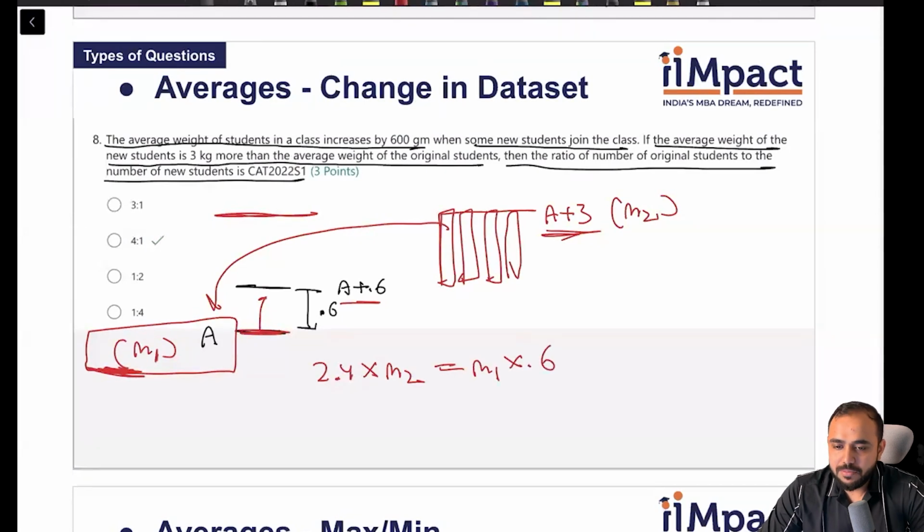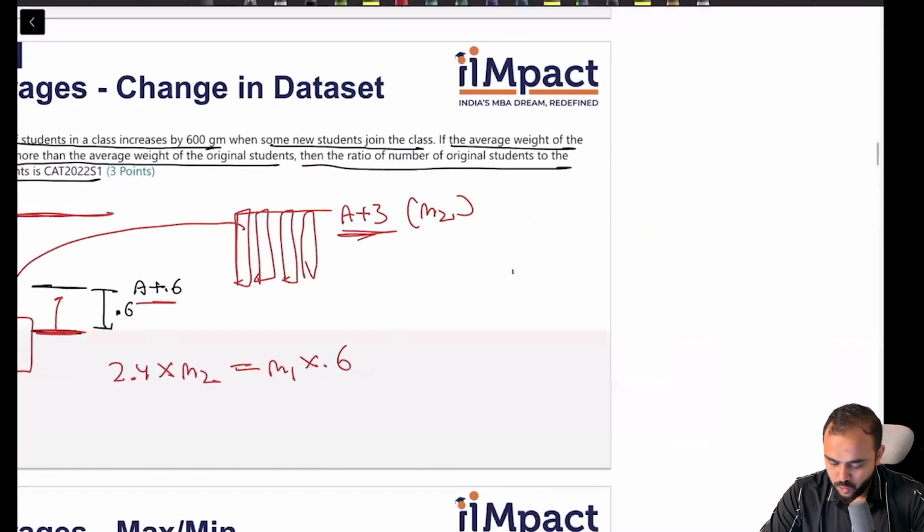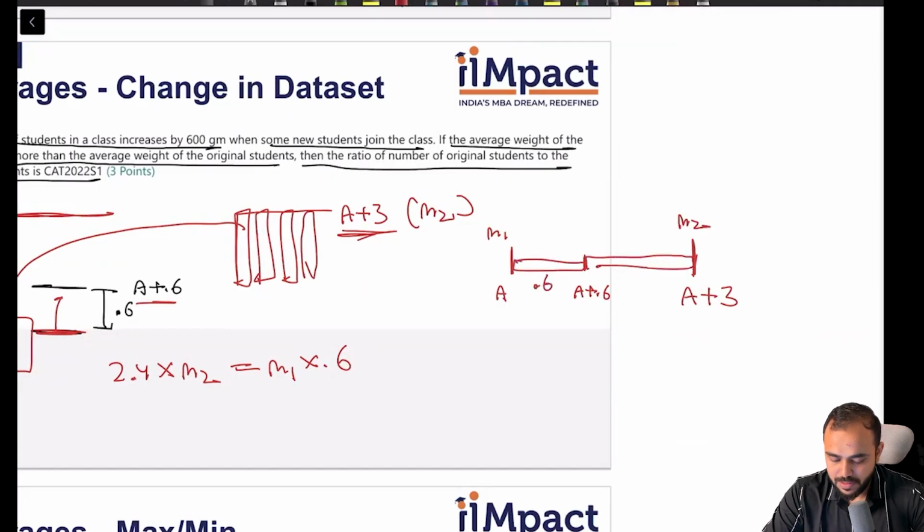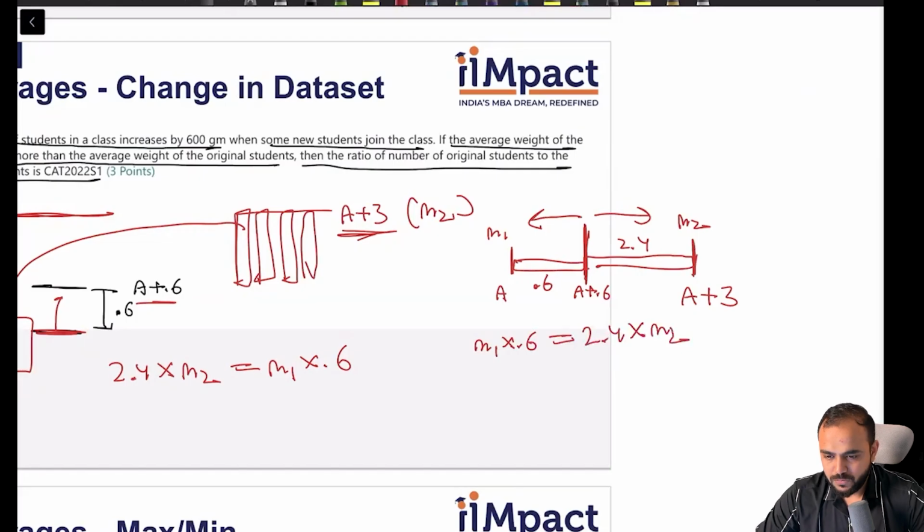Now you might be able to identify this as allegation, because what do you do in allegation? You write the initial, it is A, the final is what? A plus 0.6, and the additional data point was what? A plus 3. You wrote this as N1, you wrote this as N2, and then you find the gap here. This gap is 0.6. What is this gap? This gap is 2.4. So now for the average to be stabilized here, the negative differences have to be equal to positive differences. The negative difference is going to be N1 into 0.6, and the positive difference is going to be 2.4 into N2.